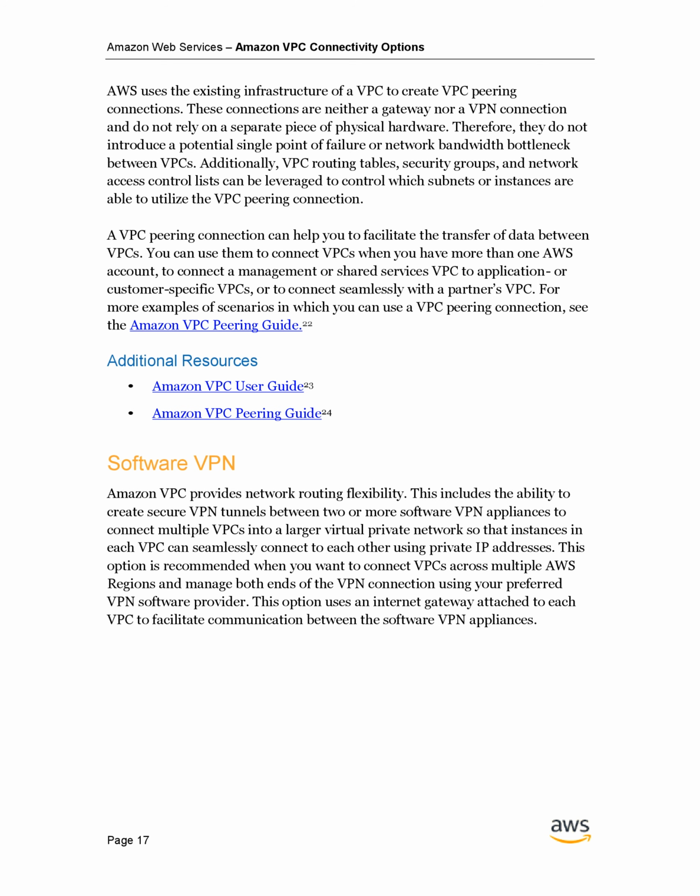Software VPN. Amazon VPC provides network routing flexibility. This includes the ability to create secure VPN tunnels between two or more software VPN appliances to connect multiple VPCs into a larger virtual private network so that instances in each VPC can seamlessly connect to each other using private IP addresses. This option is recommended when you want to connect VPCs across multiple AWS regions and manage both ends of the VPN connection using your preferred VPN software provider. This option uses an internet gateway attached to each VPC to facilitate communication between the software VPN appliances.